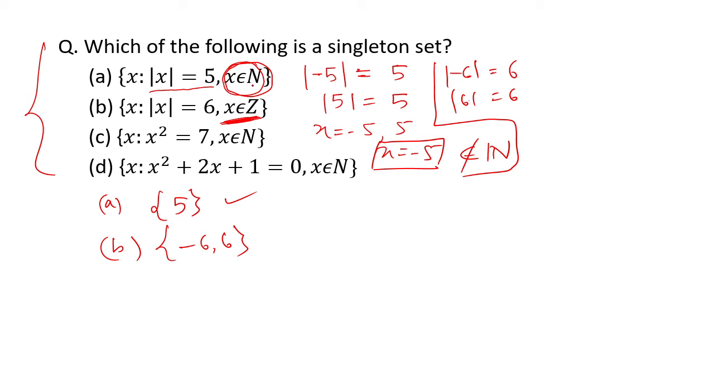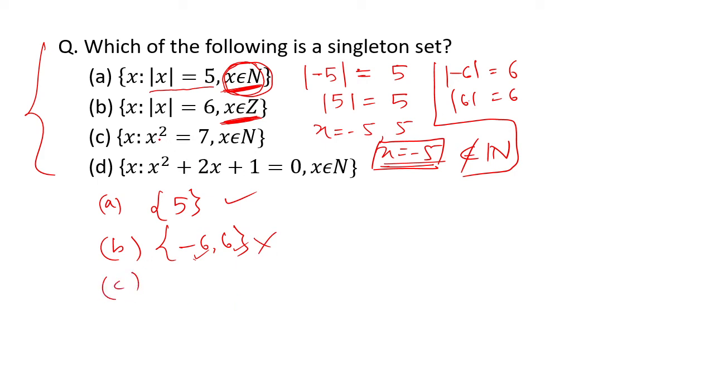But in the previous problem, you were asked to take only natural numbers, so I have written only 5. I have ignored minus 5, only because you were asked to take natural numbers. But in the second problem, you are asked to take integers, so I have written minus 6 and 6, so it is not a singleton set. So option B is wrong.